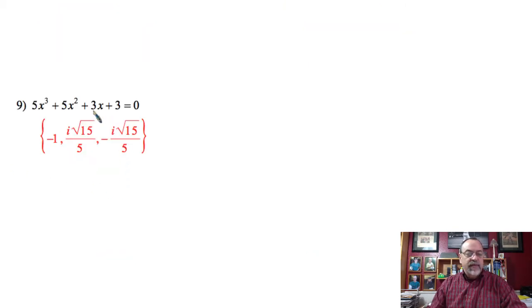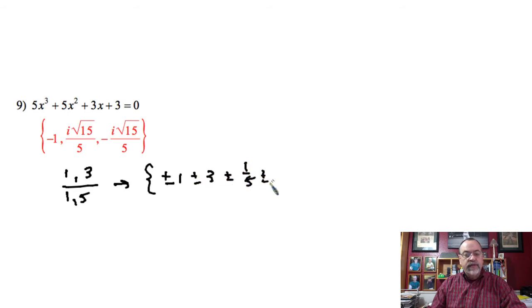In our final example here, we want to go ahead and determine these zeros. So I see here that I have a constant of 3, so my factors are 1 and 3, over the factors of my leading coefficient, 1 and 5. So I have a possibility of plus or minus 1, plus or minus 3, plus or minus 1/5, and plus or minus 1/3 as my potential rational zeros.